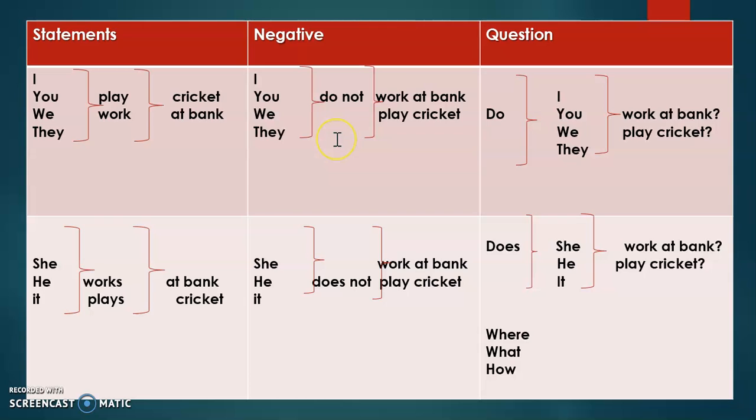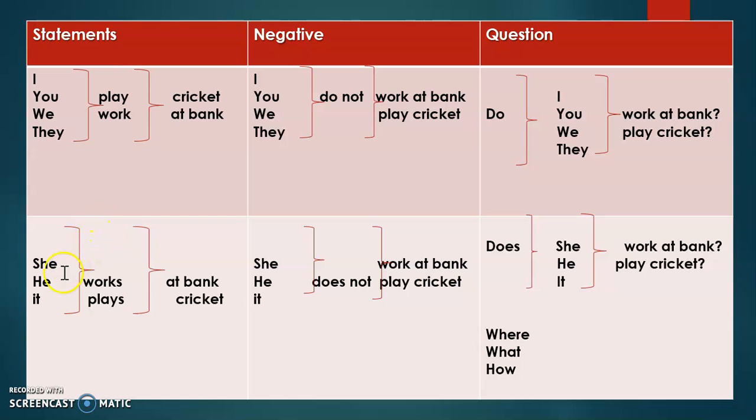So the only thing to keep in mind is that we have one helping verb in forming the negative. Actually, there is a helping verb hidden in the sentence. I do play cricket, but we need not say do here because do goes hidden in the sentence. But in order to form the negative, we have to take that do out of the sentence.